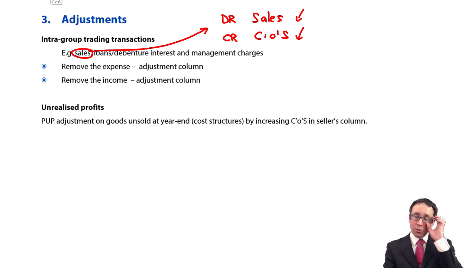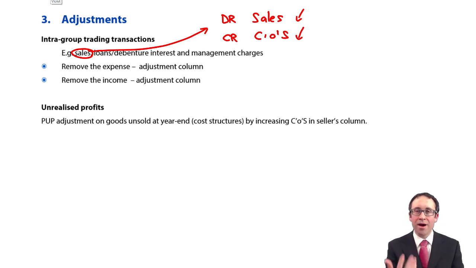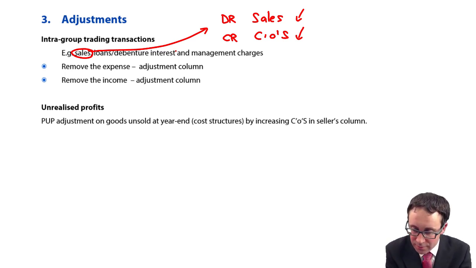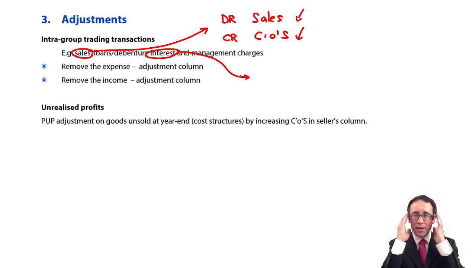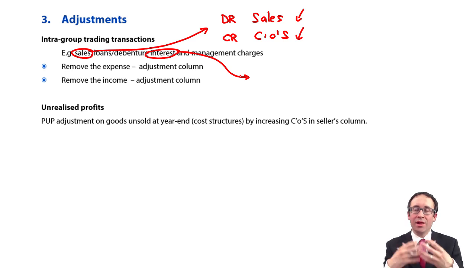The same process works on debentures and management charges. So if you're looking at your interest, maybe there's an intra-company loan. On the statement of financial position, you would remove the asset and the liability, because it's just money that is lent between the group companies.